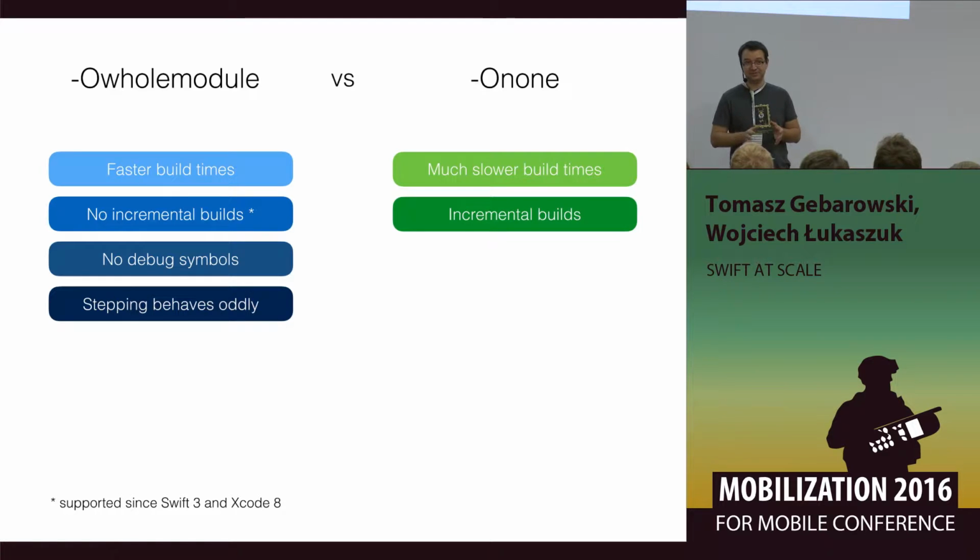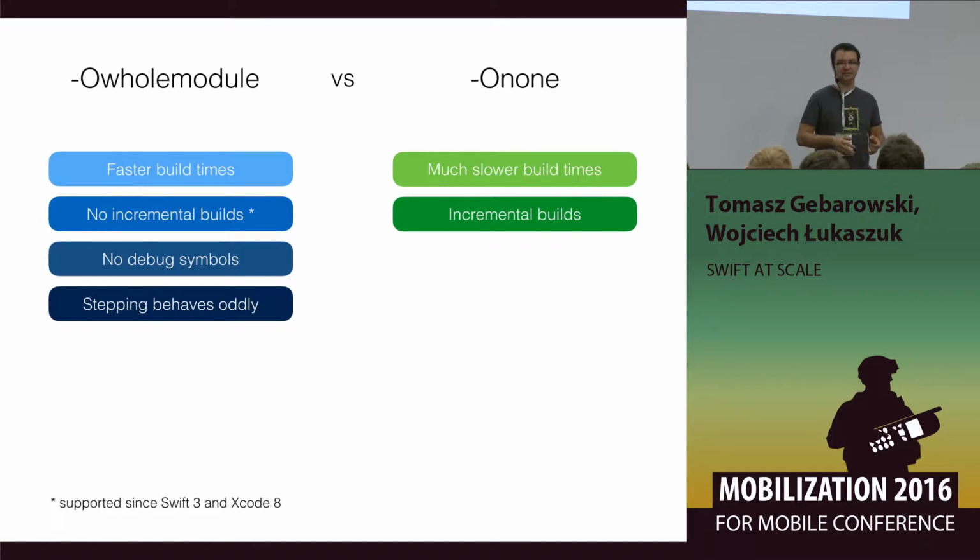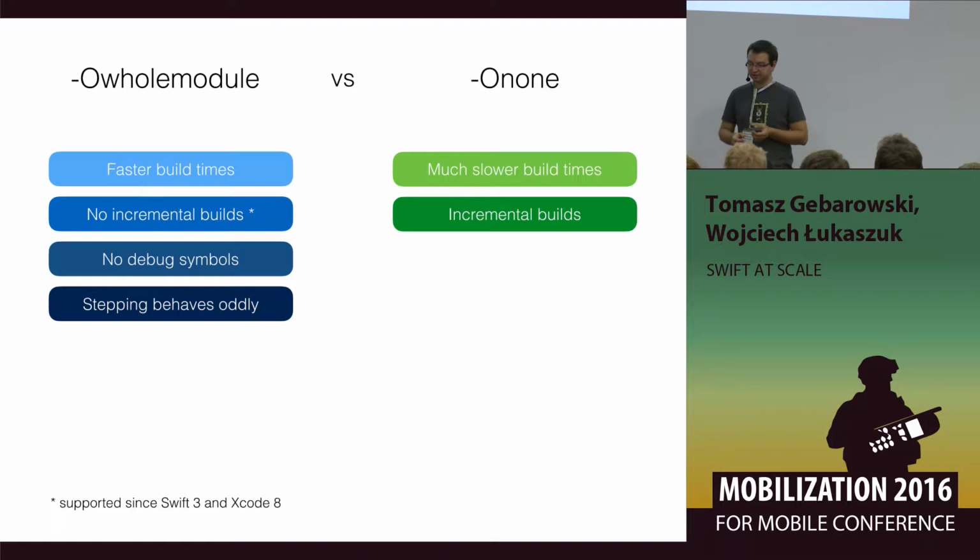So this was something that was blocking us a bit, because every time we were fixing a bug, we had to wait these 7, 8, sometimes 10 minutes to compile the project. Then with whole module optimization, the debugger is not working that well. In fact, it has no debug symbols. Stepping may behave oddly. This generates problems, because every time we want to debug something, we have to turn off the optimization. And on the other hand, with AllNone, we have slower compilation time and incremental builds.